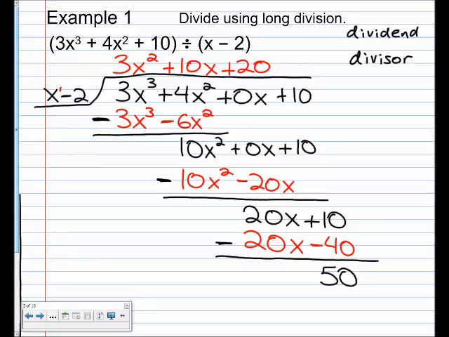Very nice. All right, now here's the last step, and then you'll be done. The remainder, you're going to write plus 50 divided by my divisor. What was my divisor? Very good. X minus 2. And you are done.